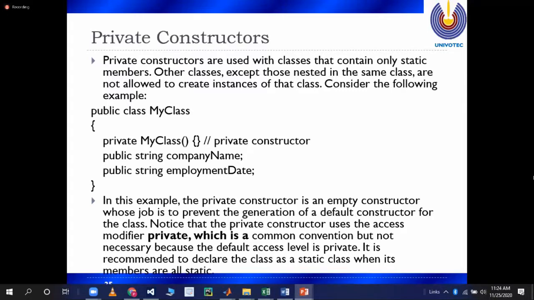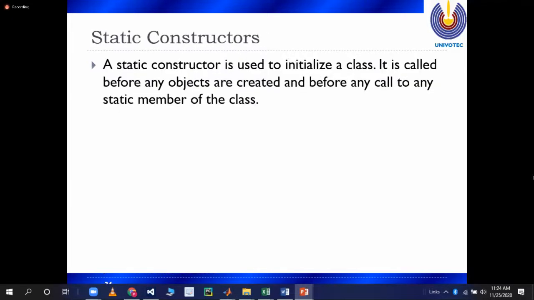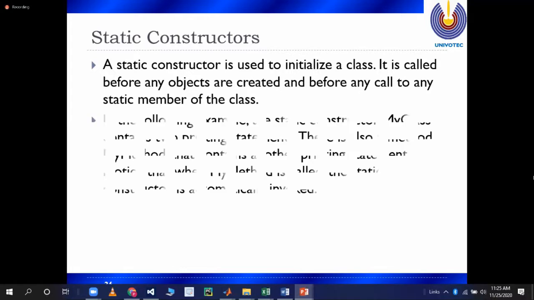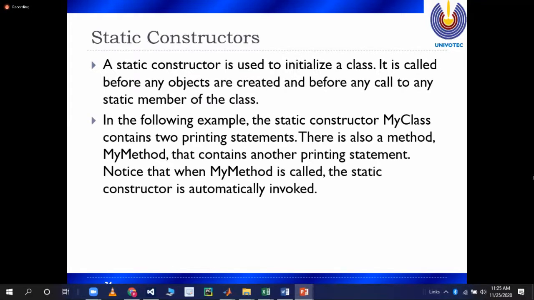Also, statics. If the class is static, then any constructor you create is also static. That is another thing, the static constructor. It is used to initialize the class. It is called before any static member is called. For example, the static constructor in MyClass contains two printing statements. There is also a method, MyMethod, that contains another printing statement. Notice that when MyMethod is called, the static constructor is automatically invoked.